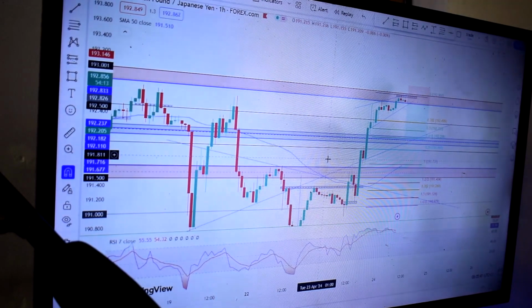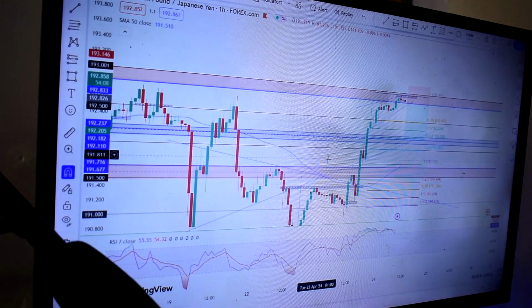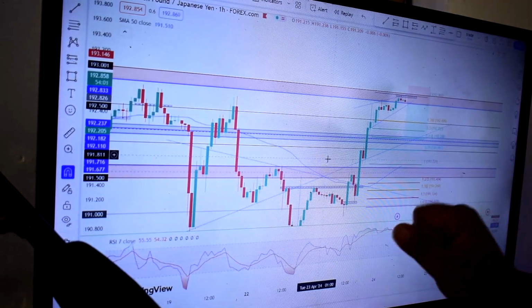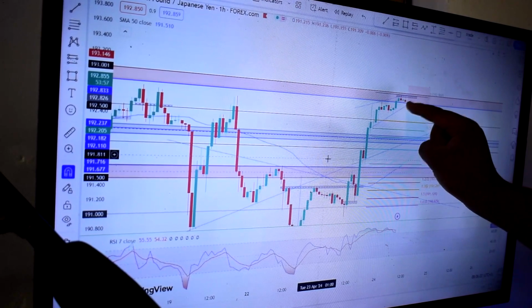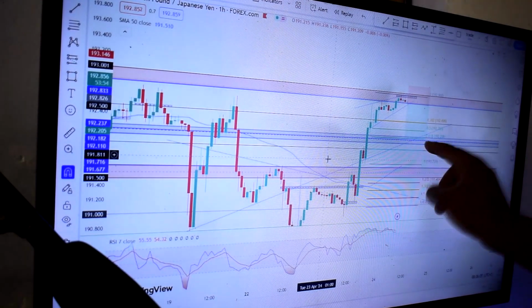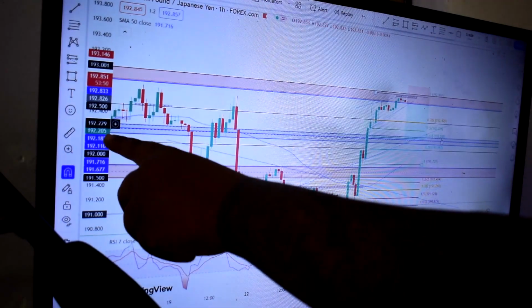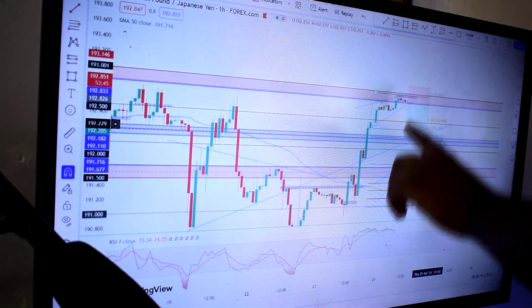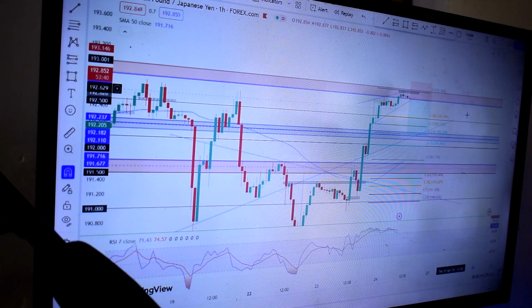In our previous lessons we talked about the rising wedge, and whenever you see a rising wedge, the market is losing momentum to go up, and we expect the market to unfold downwards. That's why I'm anticipating the market is going to have a small pullback down to this zone at 0.618, which is around 192.229. So I'm anticipating that pullback before the market continues to unfold on the upper side.